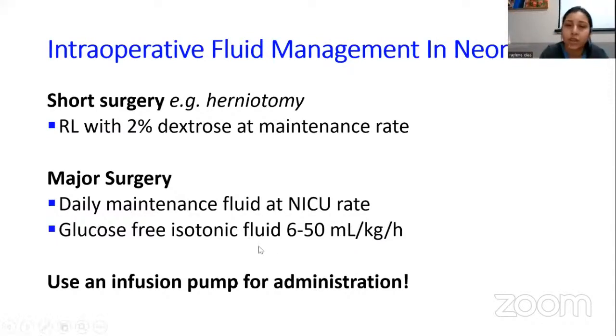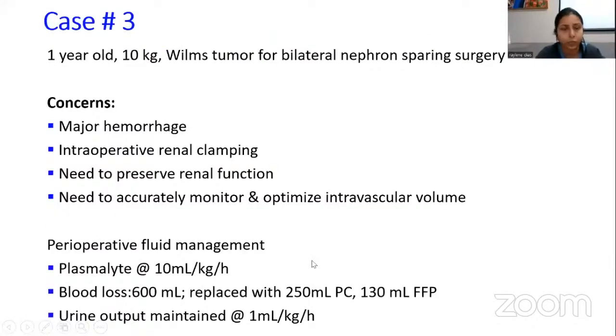And here the infusion rates are very variable depending on the type of surgery, right up to 6 to 50 ml per kg per hour, depending on what the surgery is. So always remember a word of caution in neonates. You do not want to err in giving them lower amounts, but you do not want to overload them as well, because they can go into pulmonary edema. So you always have to use an infusion pump, or if you don't have this, at least use a burette set for administration.